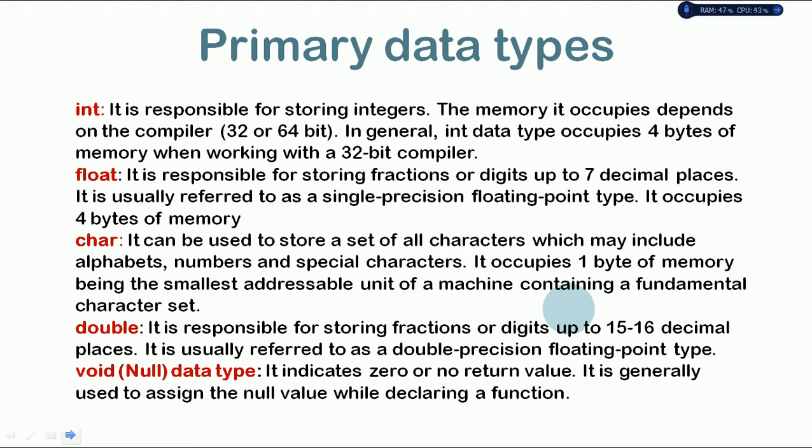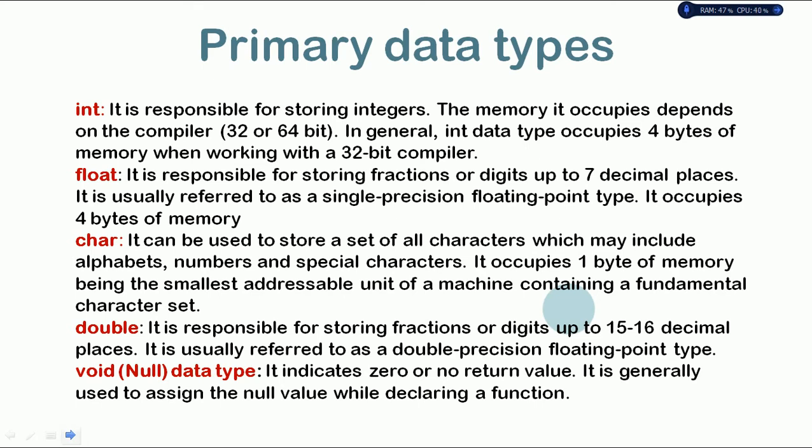Coming to character, it can be used to store a set of characters. You can take any character from A to Z, or you can take any symbols. Everything comes under the category of characters. It includes alphabets, numbers, and special characters. It occupies 1 byte of memory, and 1 byte is 8 bits. This is the smallest addressable unit of the machine, which contains a fundamental character set.